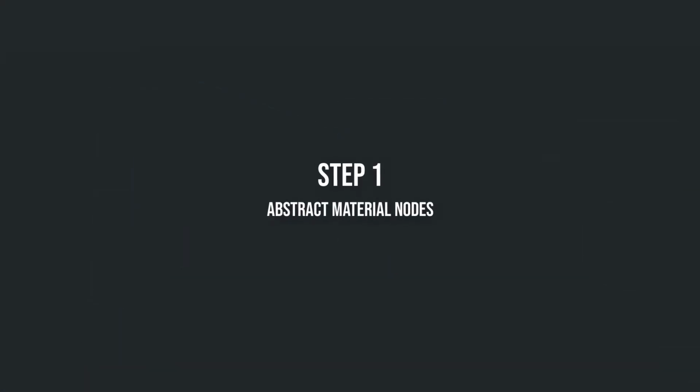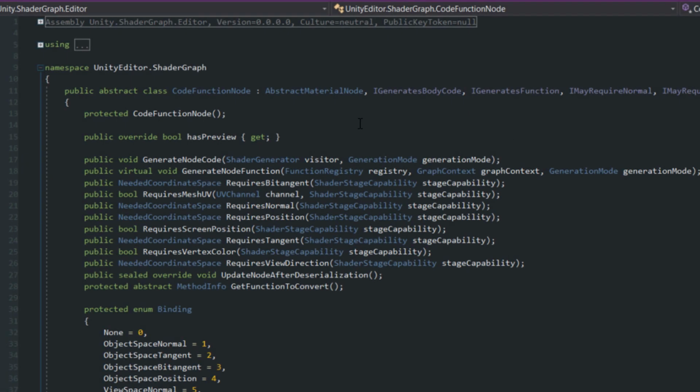Step 1. Abstract Material Nodes. In the last tutorial, we created a subclass of Code Function Node. A Code Function Node is nothing else than a subclass of an Abstract Material Node and provides a lot of useful stuff and shortcuts in order to implement new nodes fast and without much effort. Sadly, in some cases, you need access to the low-level functions provided by the Abstract Material Node that are hidden by the Code Function Node.